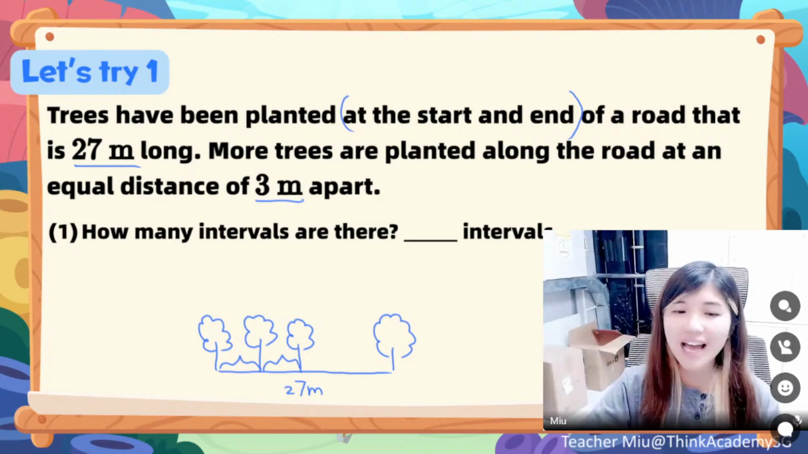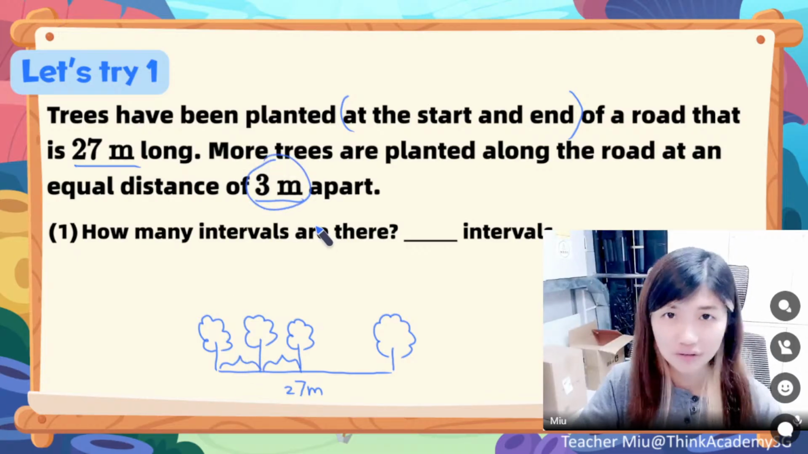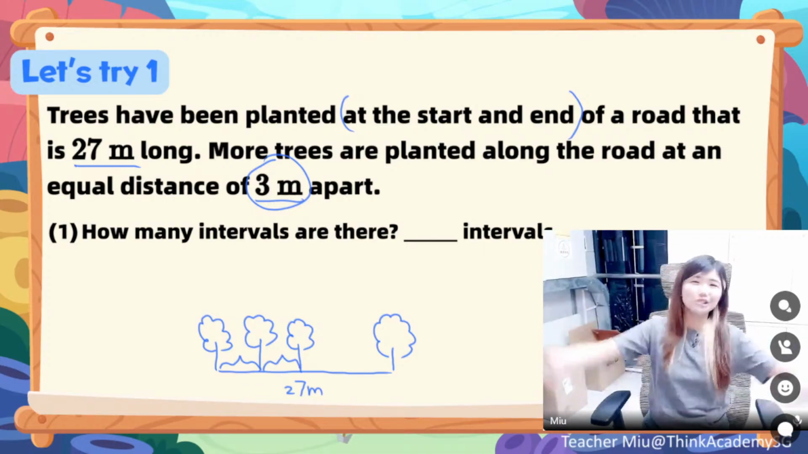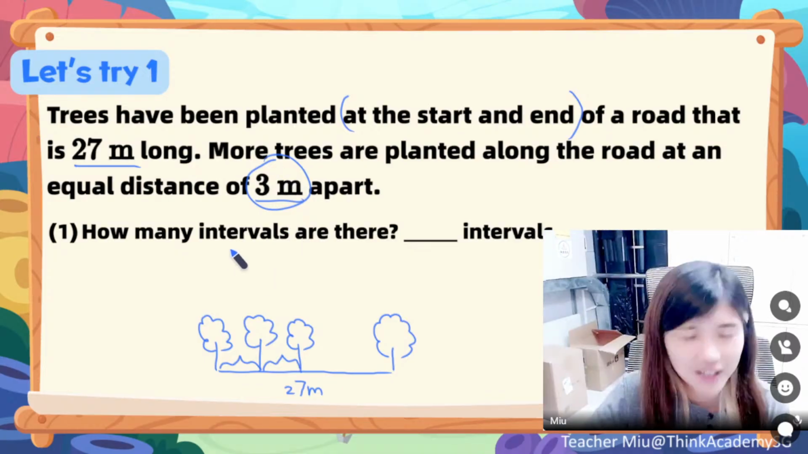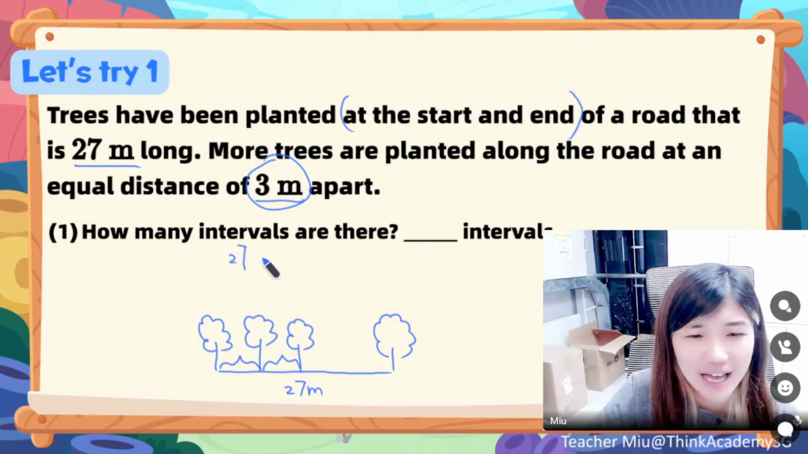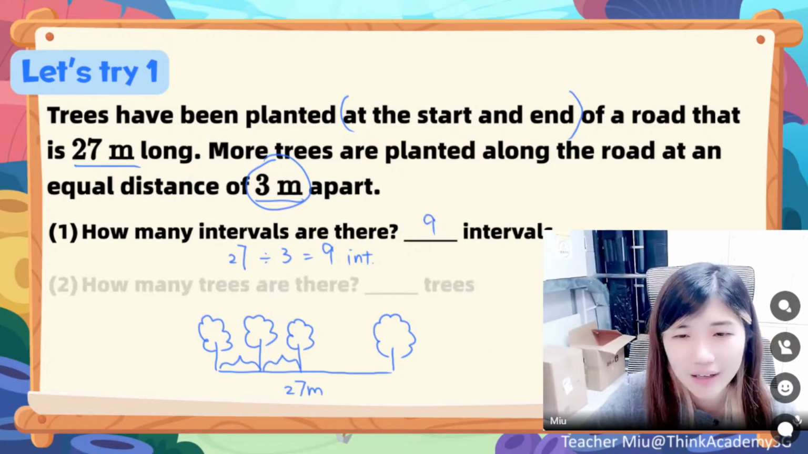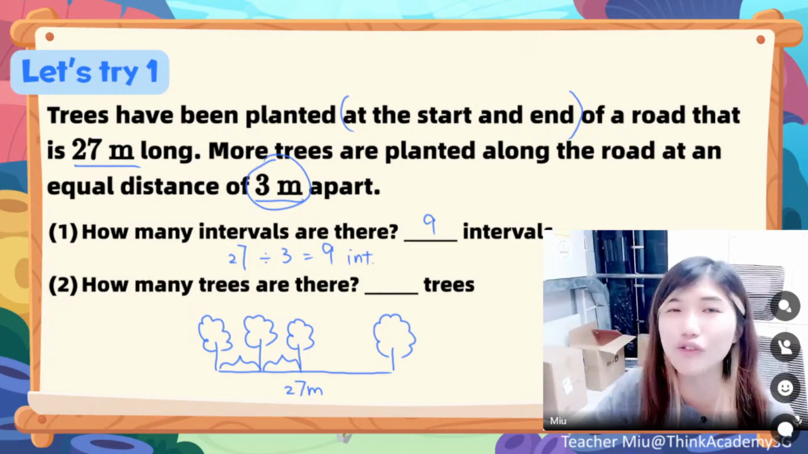Hey guys, is this 3 meters for the tree or for the interval? Do you see a 3-meter tree? Can you plant a 3-meter tree? Not possible, right? So actually it is interval, 3 meters, and interval, 3 meters. So 27 divided by 3, there are 9 intervals. Once you find out there are 9 intervals, can you tell me how many trees are there?